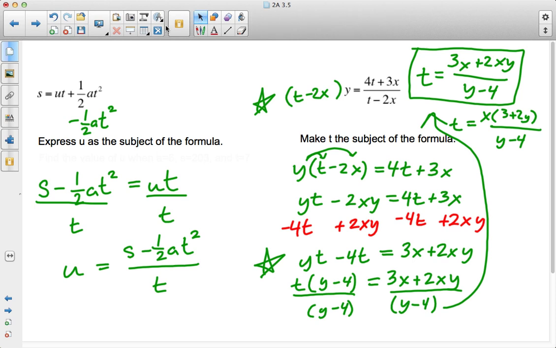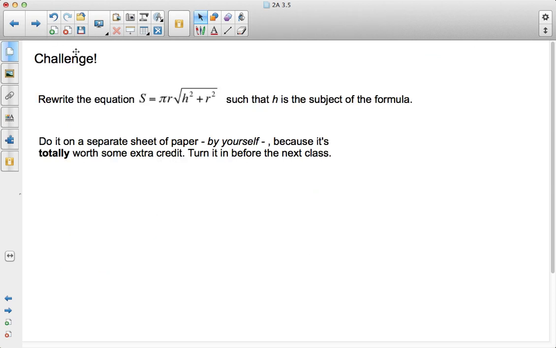So I'm going to leave you with one more problem. This is a challenge problem. Rewrite the equation s equals pi r times the square root of h squared plus r squared such that h is the subject of the formula. So you're doing this one by yourself. Do it on a separate sheet of paper because it's totally worth some extra credit.